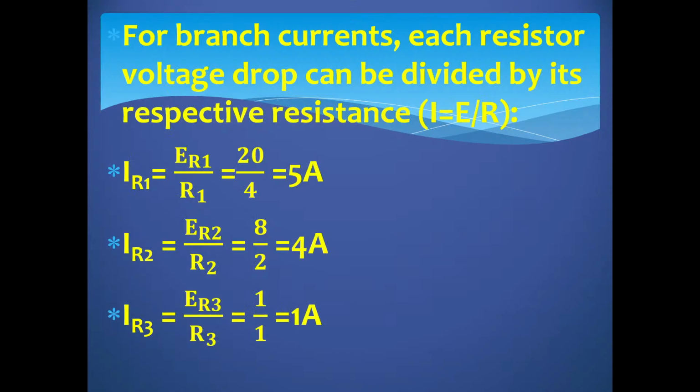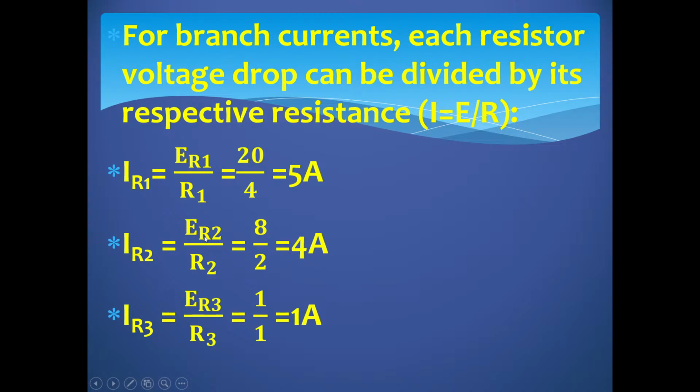They have asked us to determine the current. So I thought if I specifically mention the notations here, it will be easier for you to compare and understand. So what is the current flowing through R1? Voltage across R1 by resistance value. So ER1 value is 20, R1 is 4. Simplify it, you will get 5 amperes.